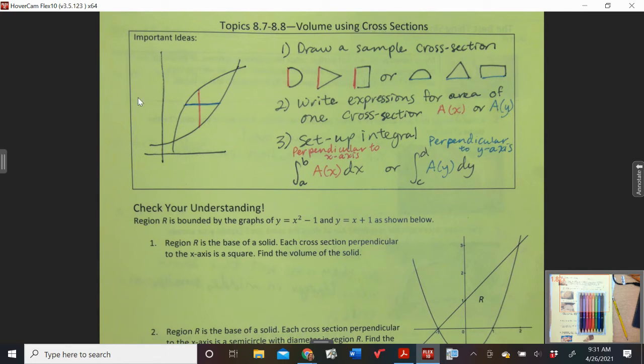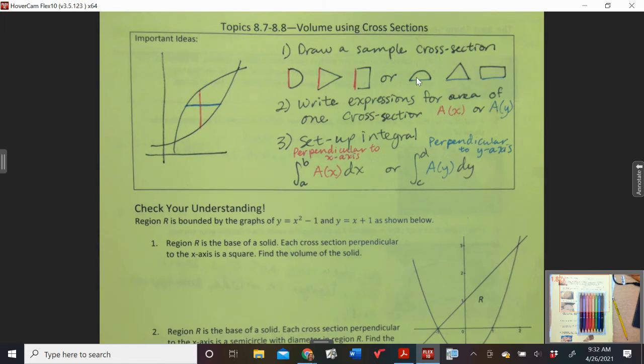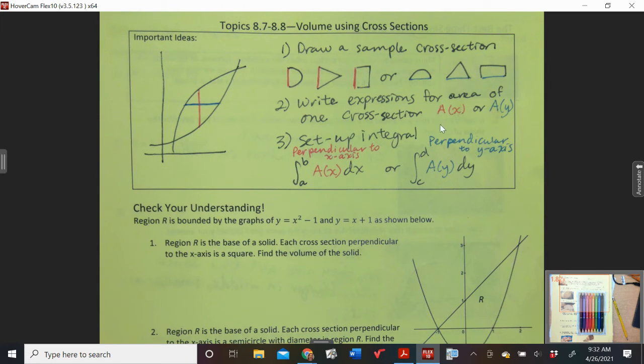Or if you're going this way, they have you slicing perpendicular to the y-axis. Same idea, same shapes, but now we are cutting cross sections in a different space. Write expressions for the area of one cross section, either using vertical slices, A of x, or horizontal slices, A of y. Then set up your integral. If it's perpendicular to the x-axis, it's A of x, vertical cross sections, and we'll go from the intersections from a to b, x being a and x being b.